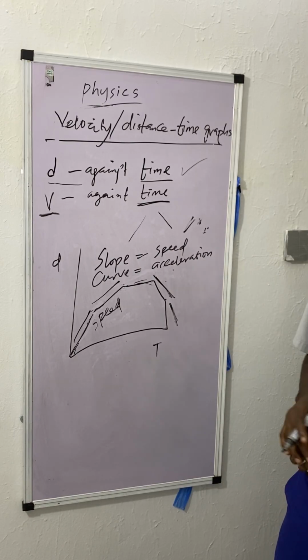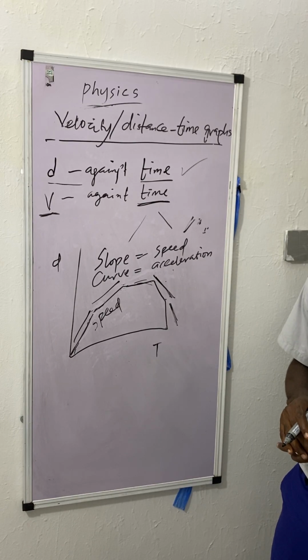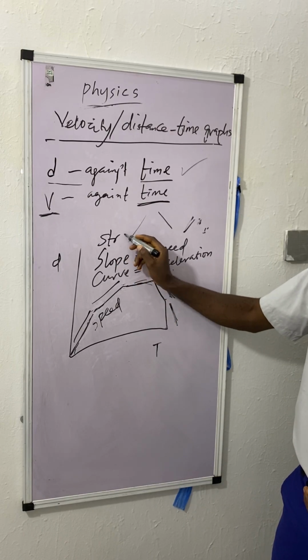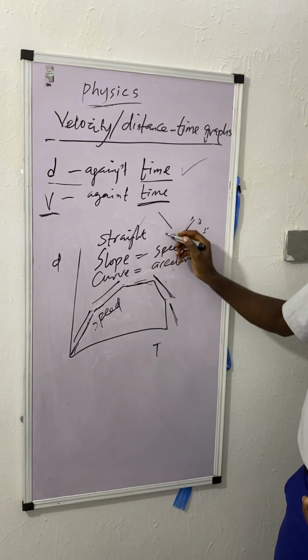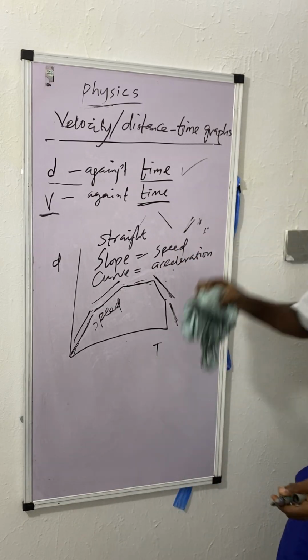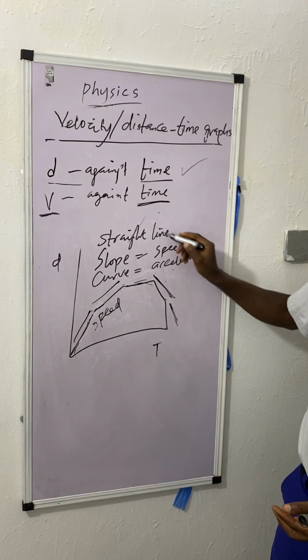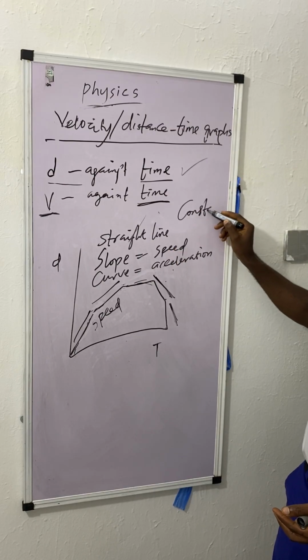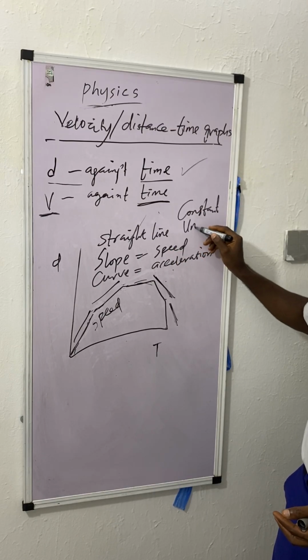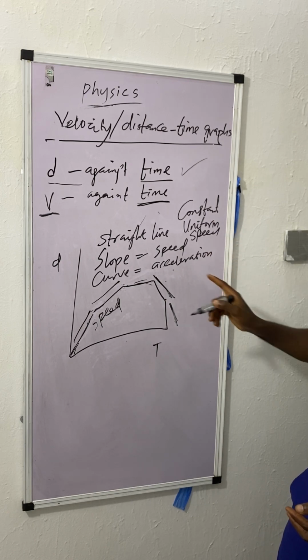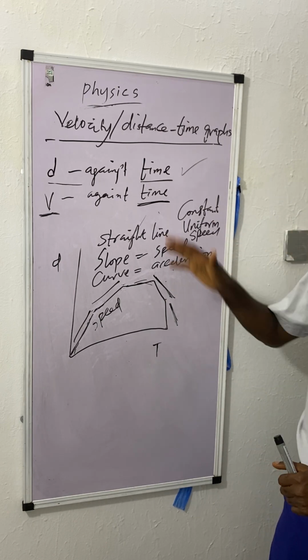What are we noting again? The straight line can be called either constant speed or uniform speed. As easy as that. So that's that for the distance time graph.